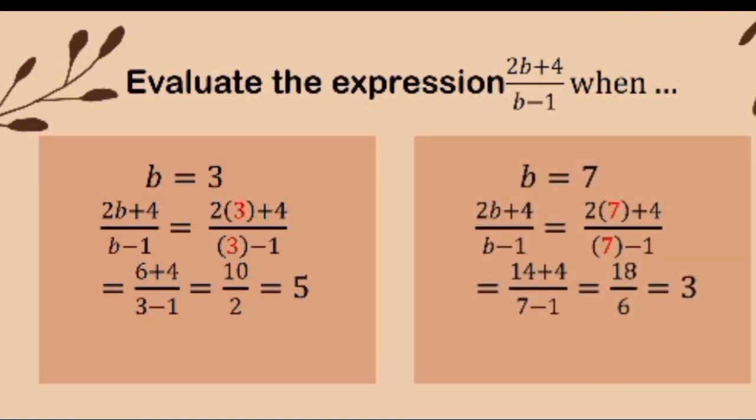Now, we have the value of b equals 7. Same process as equation number 1. We have (2b plus 4) over (b minus 1). Then substitute the value of b to 7. So we have (2 times 7 plus 4) over (7 minus 1). 2 times 7 equals 14. Then copy the positive 4. Then copy the denominator, which is 7 minus 1. Then 14 plus 4 equals 18 over 6. So it equals 3.